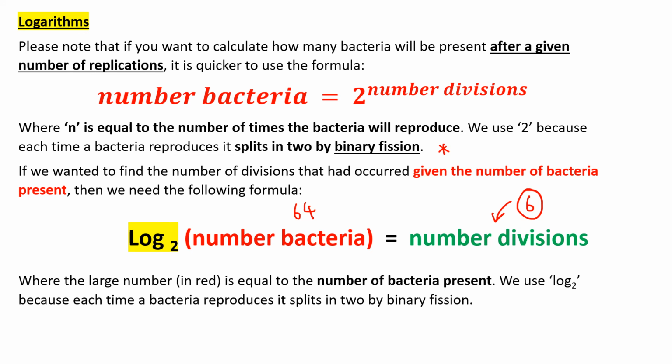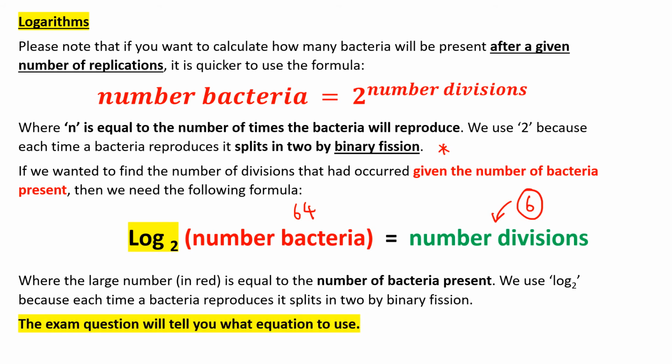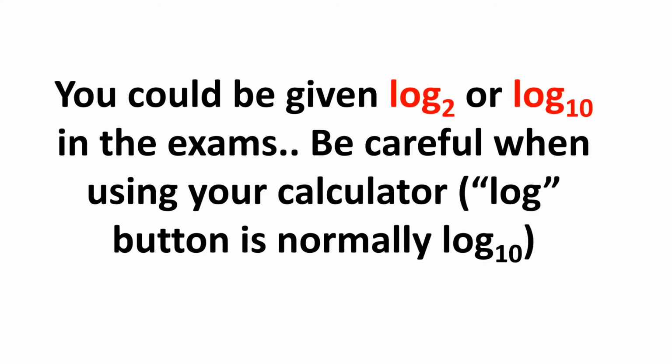So the larger number is in red, and that's the number of bacteria present. Log to the base 2 will give us the number of replications by binary fission. Now, please be aware that in the exams, they will give you the log value to use. So it could be log to the base 2, or it could be log to the base 10. The default, I have to say, is normally log to the base 10, and that is just a log button on your calculator.